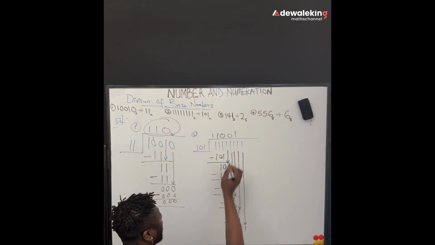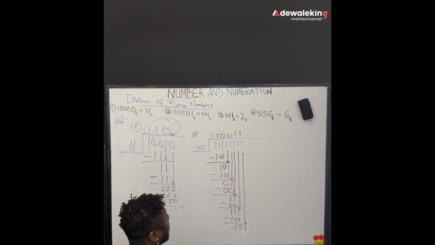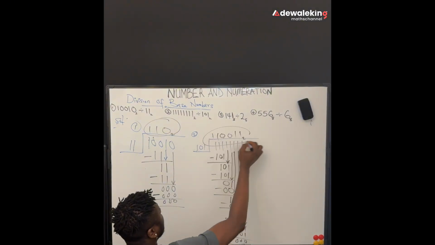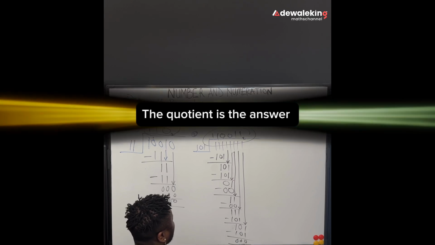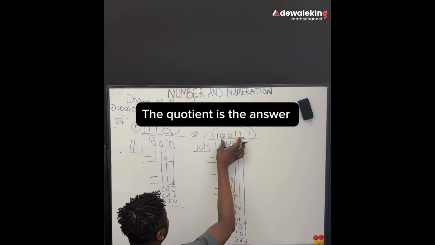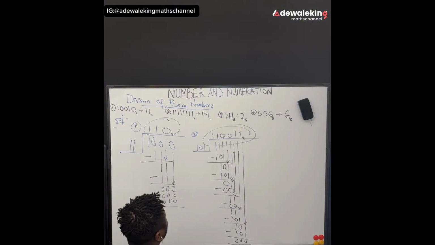101 divided by 101 will give us 1. 1 times 101 will give us 101. You subtract, and you get 0. So the remainder will always be 0. So this will be in base 2, and that is our answer. So the quotient is the answer. This is how to carry out the division of numbers in base 2.